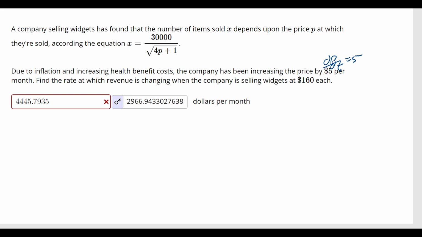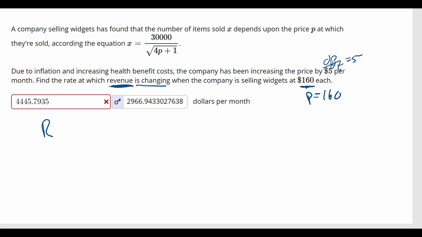Find the rate at which revenue, key term here, we don't have revenue yet, is changing. So how revenue is changing when the company is selling the widgets for 160. So whenever P equals 160. So this gives us what we can substitute in to get an actual number answer and not some expression.